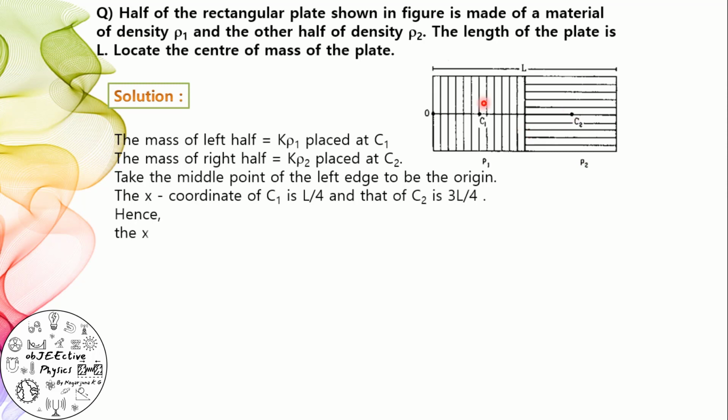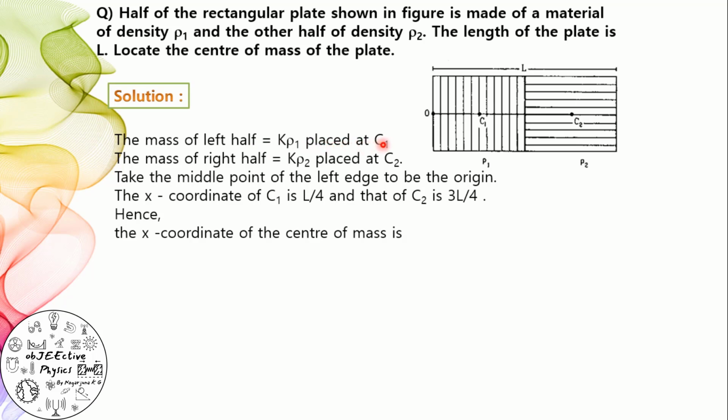We know that mass is equal to volume into density. So in the case of a plate of certain thickness, mass can be written as area into thickness into density, but the area of the plate and thickness of the plate are constants, so we assume the mass of the left half is equal to area into thickness, which is constant, that we assume as K, into density ρ1. This is assumed as M1, the left side plate mass.